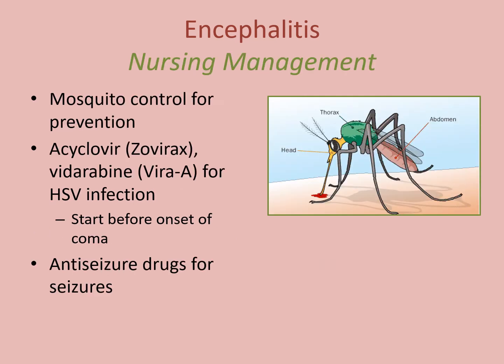Mosquito control is important for the prevention of encephalitis. Antivirals such as acyclovir or Vera A for herpes simplex virus infection are very valuable as well. These antivirals should be started before the onset of coma. And once again, we are reminded that with the inflammation of the brain, there can be seizures, and so anti-seizure medications could be used to prevent or control seizures.